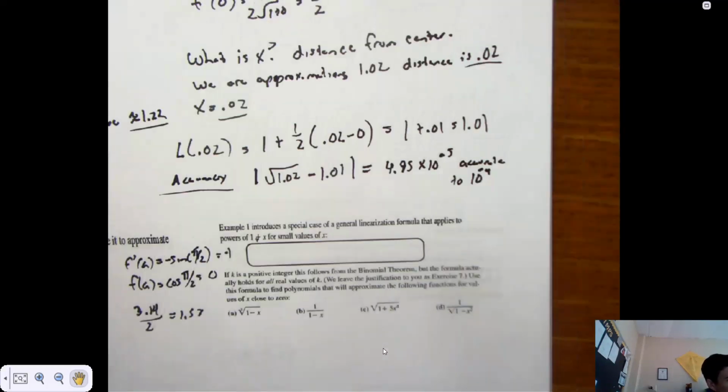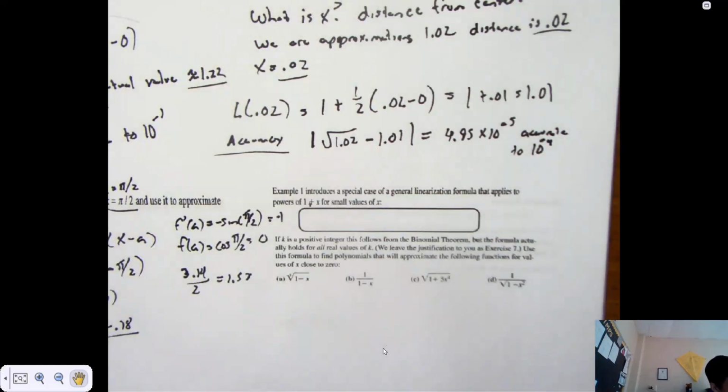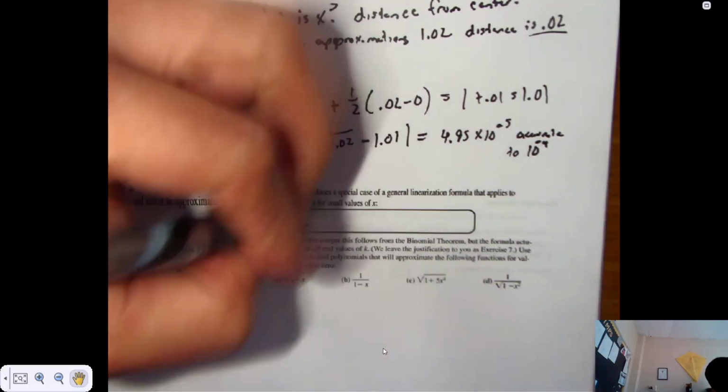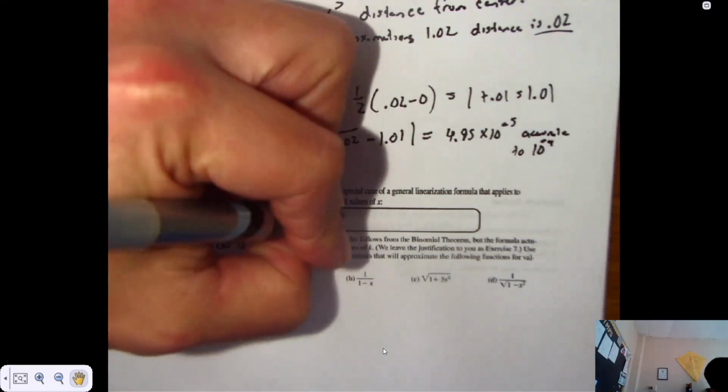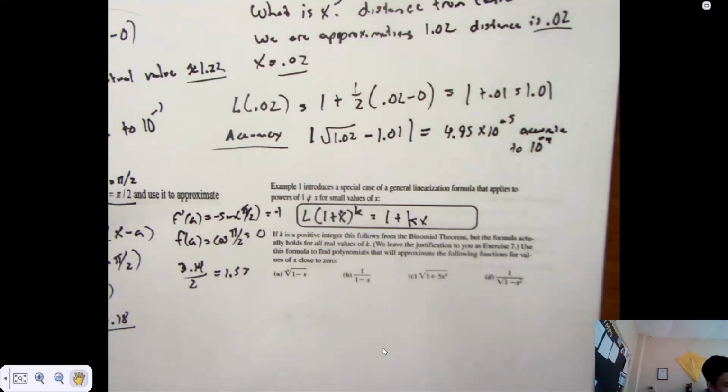Now, the example we did is actually a special case of a property that we're about to talk about here below. It's a special case of a general linearization formula that applies to powers of 1 plus x for small values of x. So the linearization of 1 plus x to the k is 1 plus kx. I think that's right.